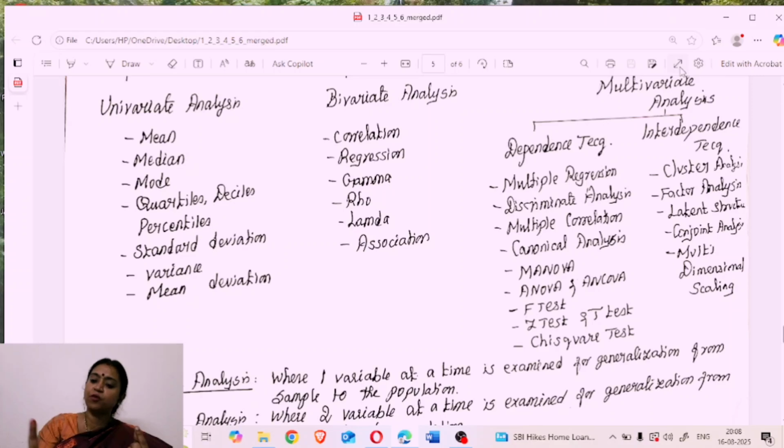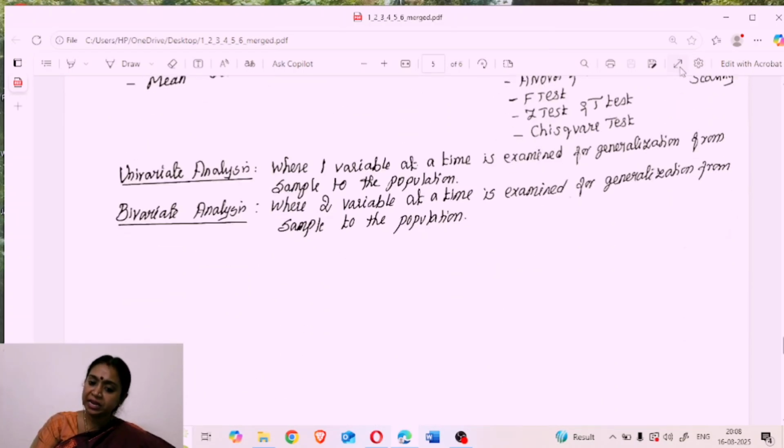It is examined for generalization from sample to the population. Bivariate, two variables at a time are examined. Multivariate, more than two variables are examined at a time.